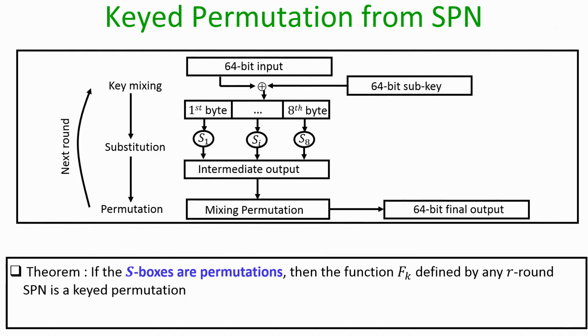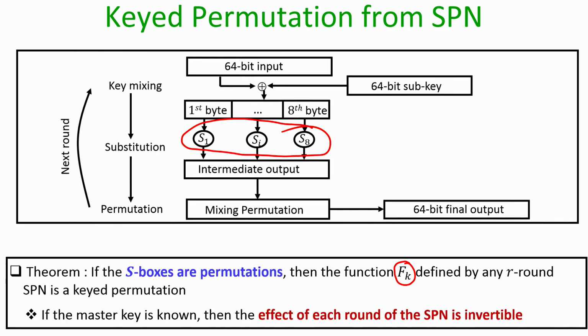right. So, a very important theorem which we can prove is that if the S boxes which we are using in the architecture of SPN are permutations, then the keyed function f k which we are going to obtain at the end of any R round SPN is going to be a permutation. That means, it is a 1-to-1 onto mapping. It does not matter what exactly is the value of R, as long as you ensure that these S boxes are invertible, the overall keyed function f k which we are going to obtain by deploying an R round SPN is going to be a keyed permutation, right.